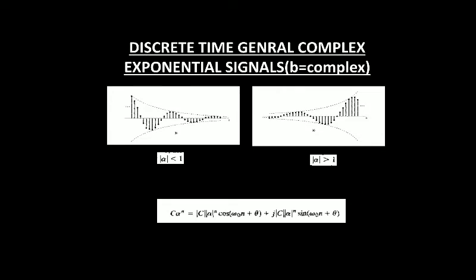And when the value of alpha, that is b, is complex, we get a decreasing or increasing sinusoidal signal, like the left one or the right one. For the left one, the magnitude of alpha is less than 1, and for the right one, the magnitude of alpha is greater than 1. The equation that we are using to plot this output graph is mentioned below.